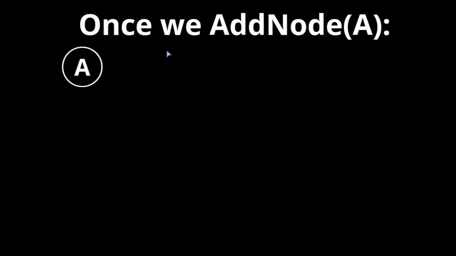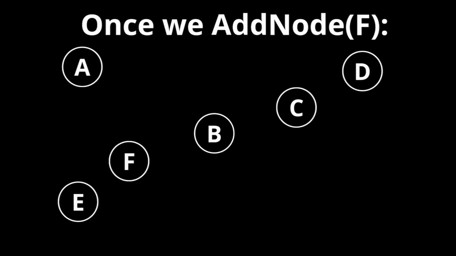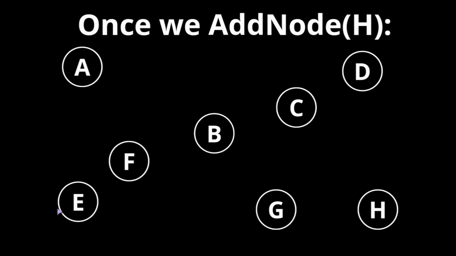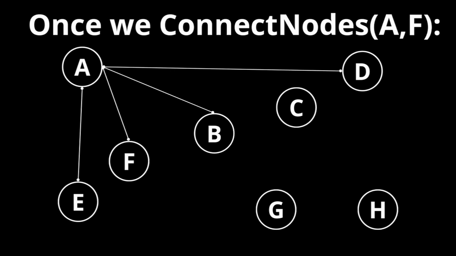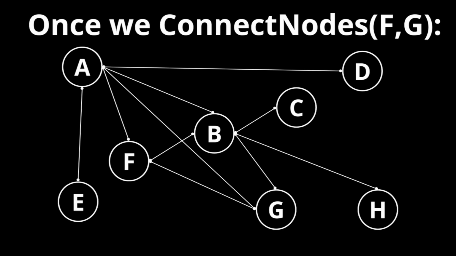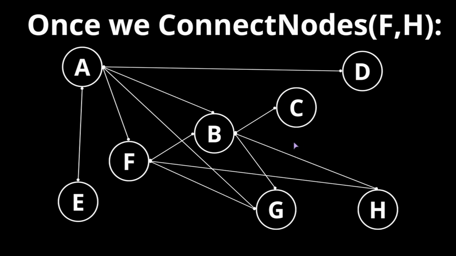I will go through each step, showing how the graph would look in the visualization after we add node A, then add node B, and then add nodes C, D, E, F, G, and H. Of course, we only added the nodes. There are no connections between the nodes, so now we have to create the connections. If we create a connection between A and B with the method ConnectNodes, we would have the first connection, and so forth. So A to D, A to E, A to F, A to G, B to C, B to F, B to G, B to H, F to G, and F to H. And this will be the last representation. This is the complete graph in the visualization.